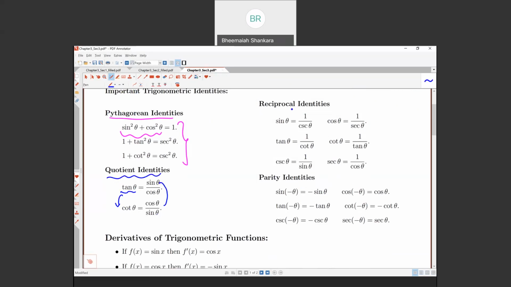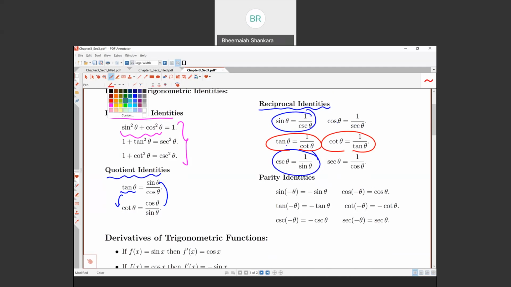The next is the reciprocal identities. Sine is 1 over cosecant. Sine and cosecant are sister ratios or reciprocal identities. Cotangent and tangent are reciprocal identities, and cosine and secant are reciprocal identities. So you want to make a note. Sine, cosecant, you can make it one group. Tangent, cotangent can be written as the other group. Cosine, secant is your third group.